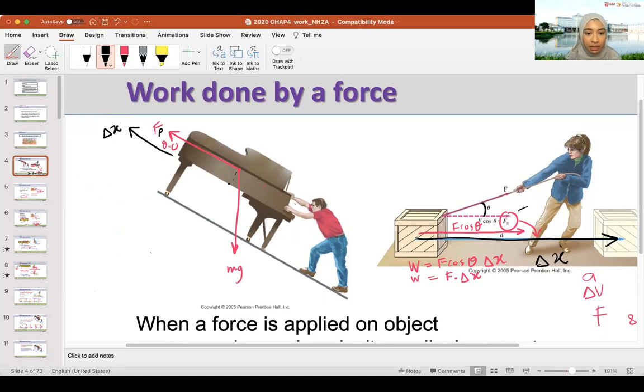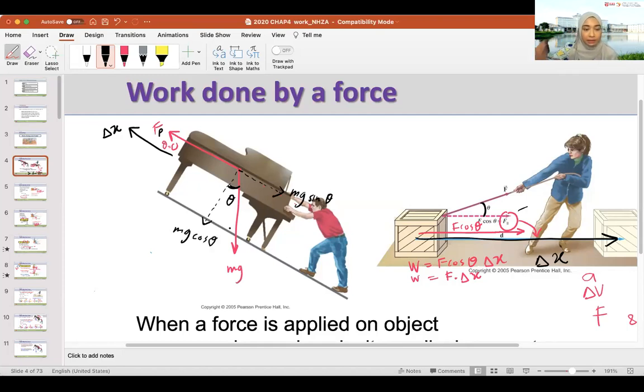So I resolve this. This is from chapter 3. I try to resolve it. So this is going to be mg sine theta. Assuming this is theta over here, this is going to be mg cosine theta.